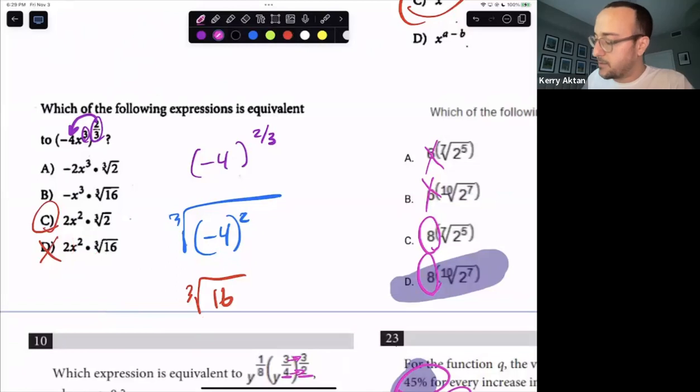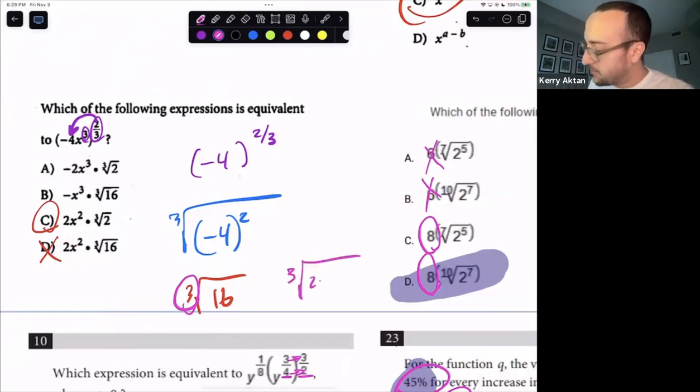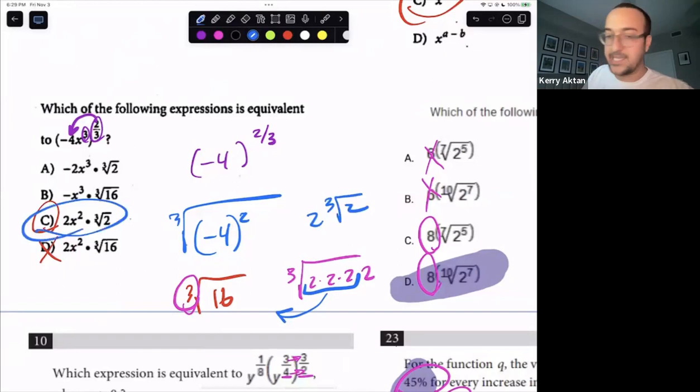It goes back to something that we talked about earlier. A square root will look for twins. A fifth root will look for quintuplets. A cube root will look for triplets. This is the cube root of 2 times 2 times 2 times 2. Pulling out 3 of these, it would be 2 cube root of 2. The answer is C.